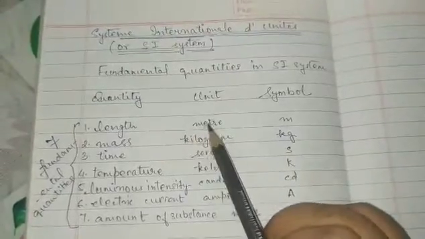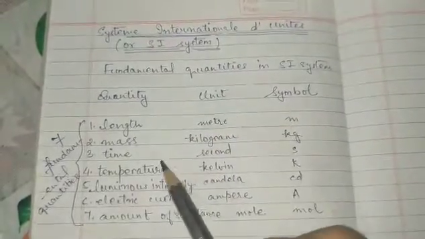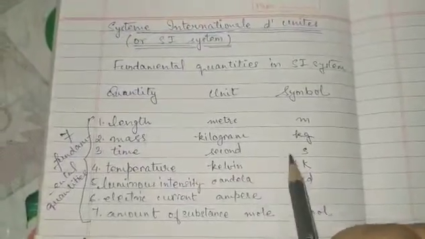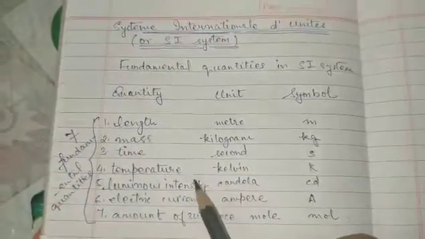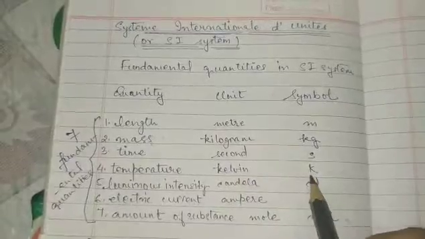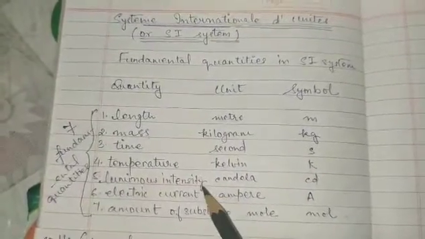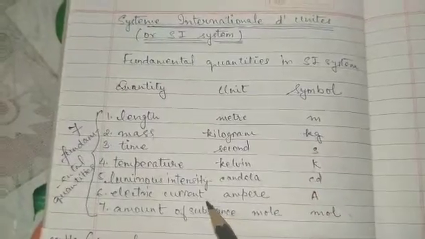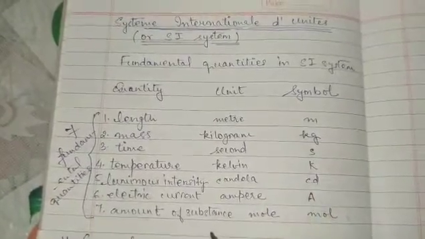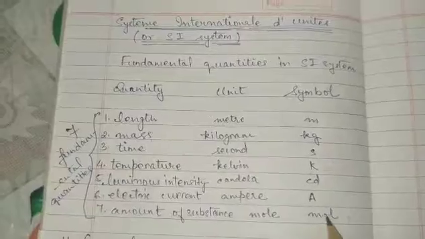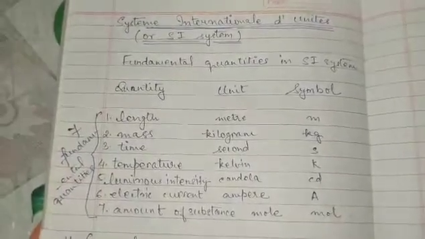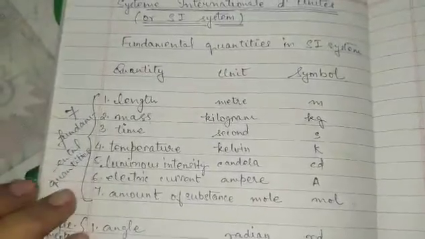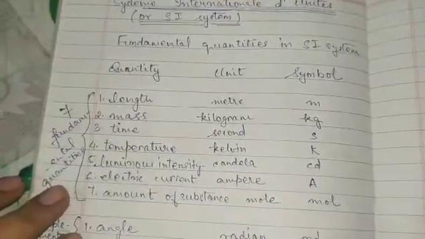So the unit of length is meter, with this symbol. Mass is kilogram, this is the symbol. Time, second, this you know, S. Temperature, Kelvin, capital K we write over here. Luminous intensity, its unit is candela, denoted by CD. Electric current is ampere, capital A. Amount of substance is mole, MOL. If you have not studied it till now, you will be studying this in chemistry. So these are the 7 fundamental quantities in SI system.